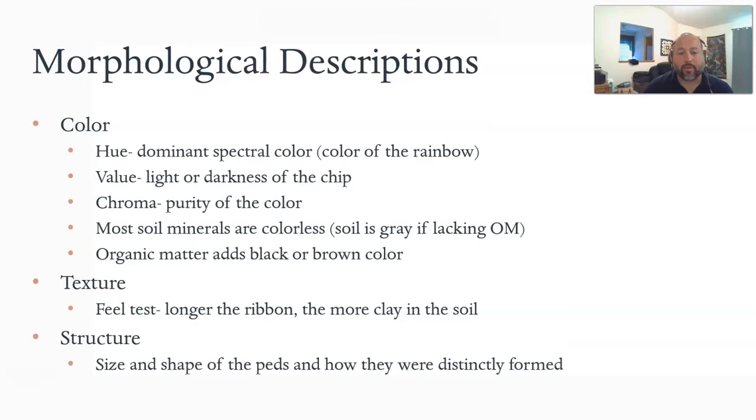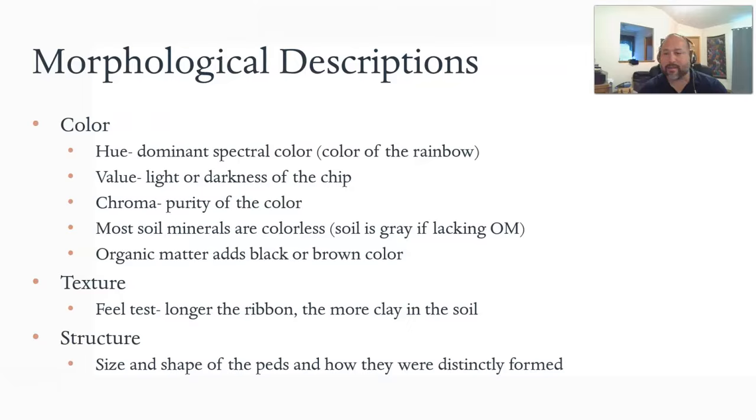Well, we know that most soil minerals are colorless. So if soil is gray, there's not going to be any organic matter in it, and it's going to be kind of obvious color-wise that way. If the color of the soil is black or brown or reddish, there's something else happening there, and that's an important distinction that we can make, and that's why it's important in terms of a morphological description.